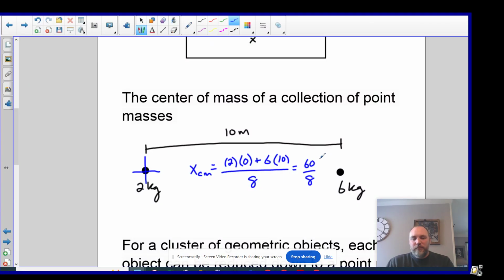Okay? So 60 over 8 is, of course, that is now bigger than 5, where 5 would have been right in the middle. 60 over 8. We can do that on a calculator real quick. Let's see, 60 over 8.